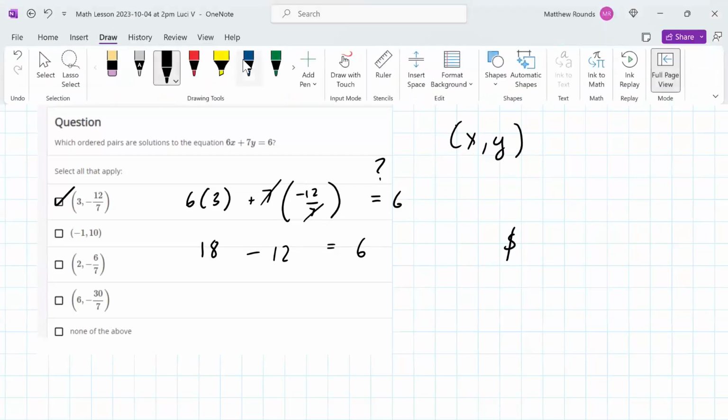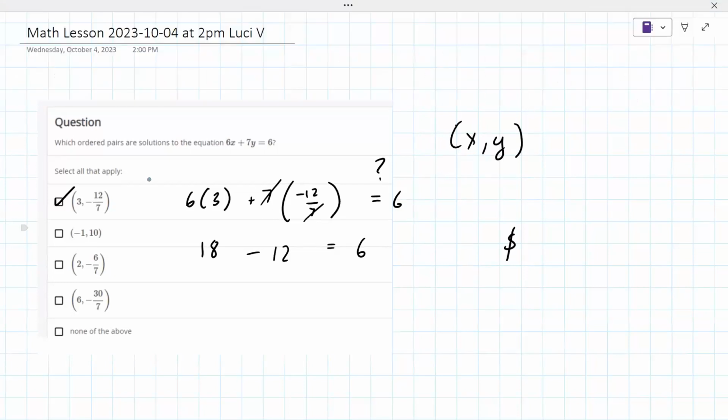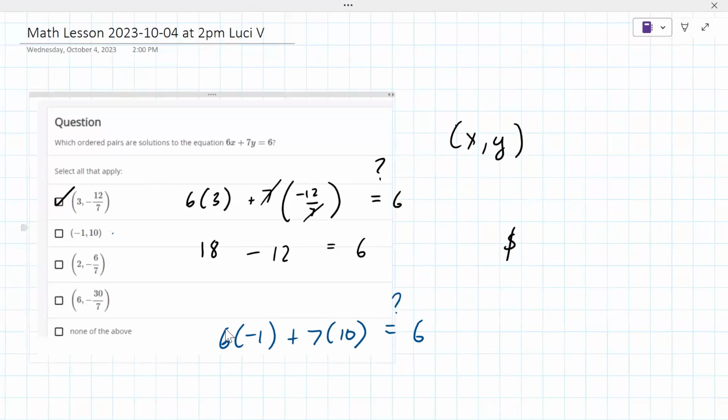I'm going to do the second one in blue. The -1 is the x, so it's 6 times -1 plus 7 times 10. Does that equal 6? Notice I'm substituting those numbers in parentheses. What is 6 times -1? -6. And what is 7 times 10? 70. So the -6 plus 70, is that 6? No. So that one is out, and we know that that's not correct.